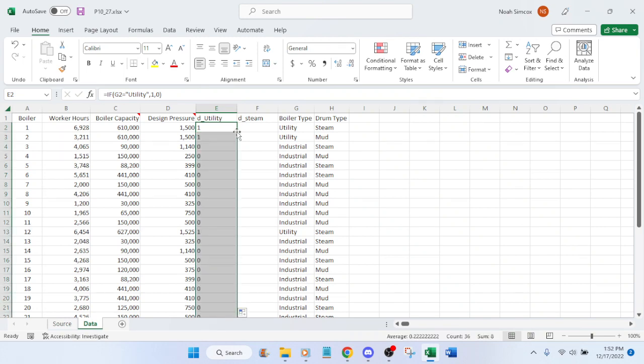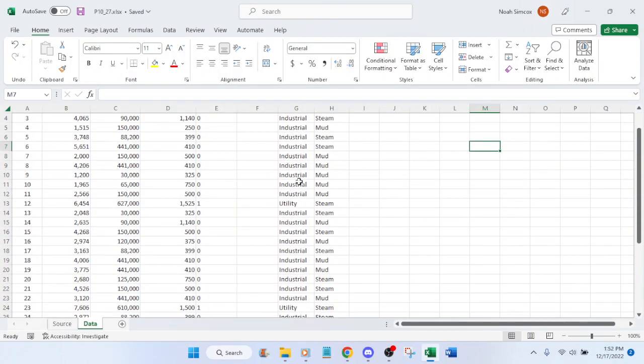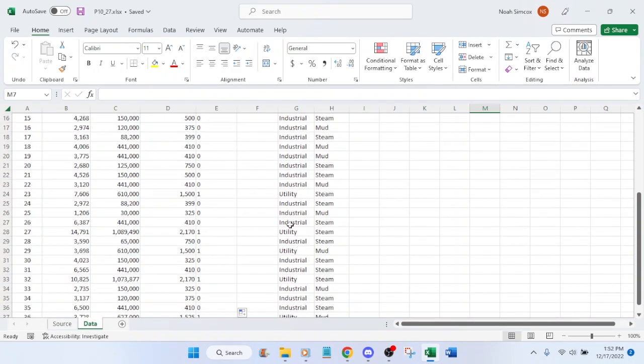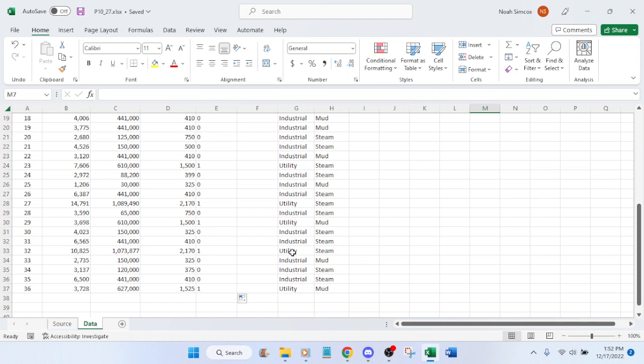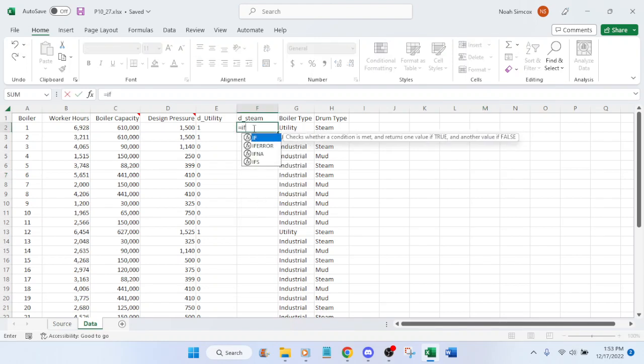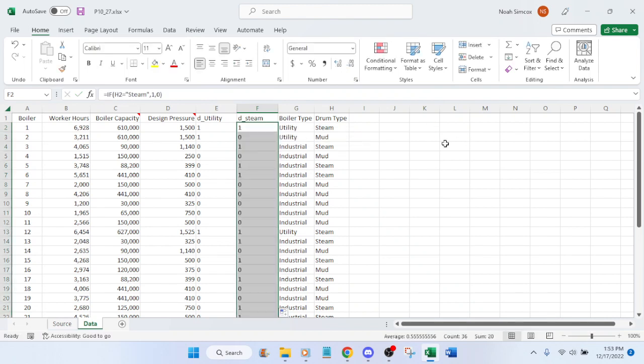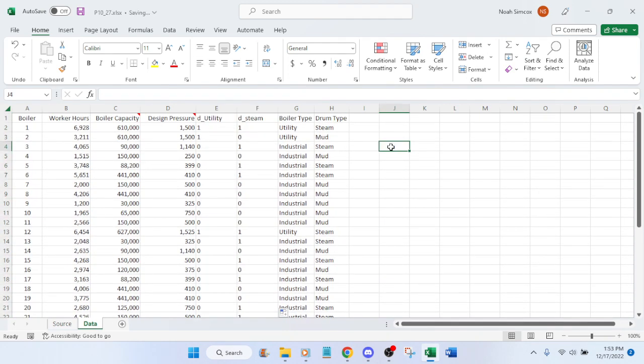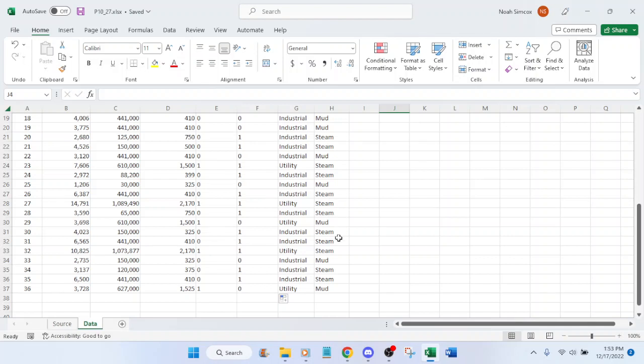And we just do this. Should exactly work. Utility, industrial, utility, industrial. Utility equals 1. And then equals if this one equals, quote, steam, quote. If it equals steam, then you do a 1, 0. Then go down. Steam is 1. Mud, 0. Steam, mud. And it looks to be working.